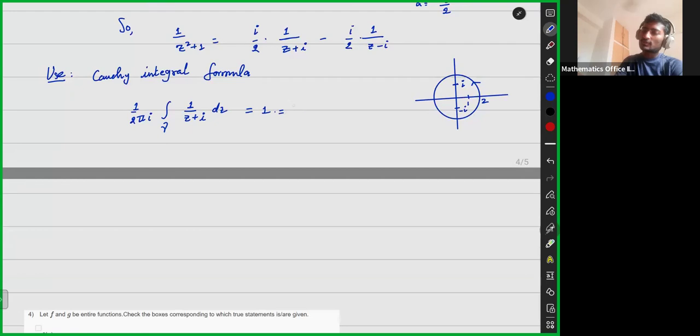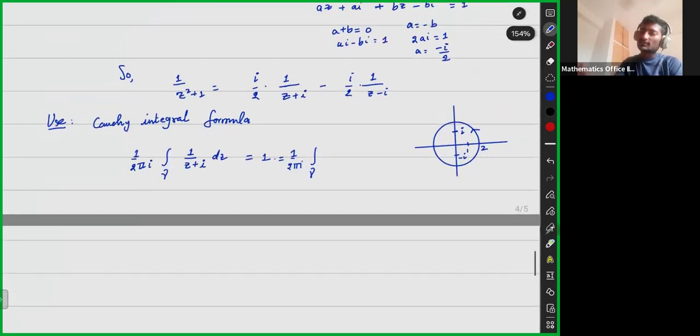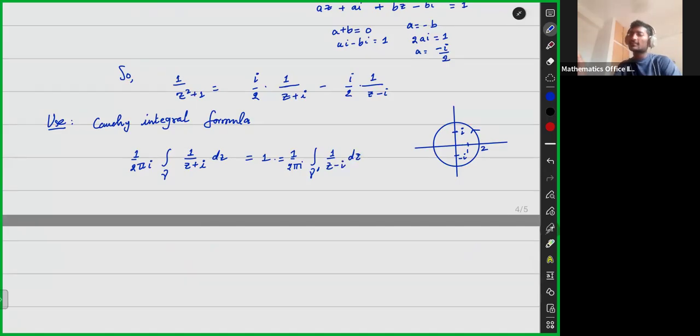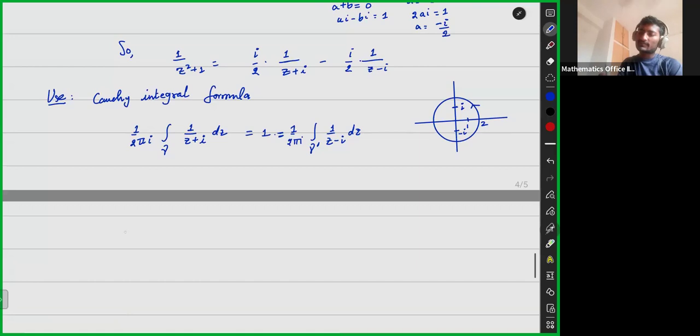This is equal to 1 upon 2 pi I integral over gamma prime, where gamma prime is any circle centered at this point, of 1 upon z minus I dz. These integrals are exactly 1. Now we just put this thing in.